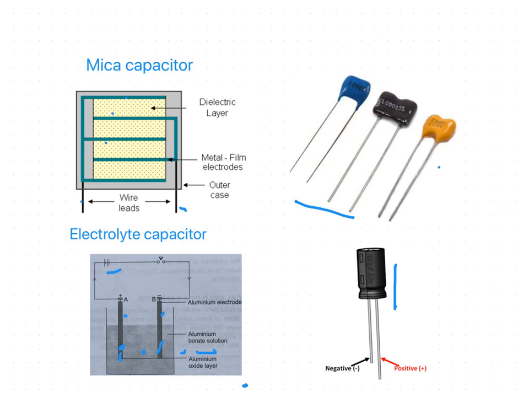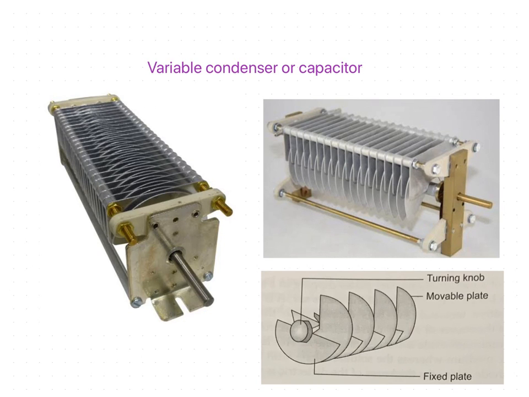So this is one type of electrolytic capacitor which can be seen in the markets. These are the various types of fixed capacitors. Now we'll move on to the variable capacitor. Here, this is the variable condenser or capacitor. You can see these are the capacitors whose area of plates can be altered, so the area of the plates can be altered to achieve variable capacitance.